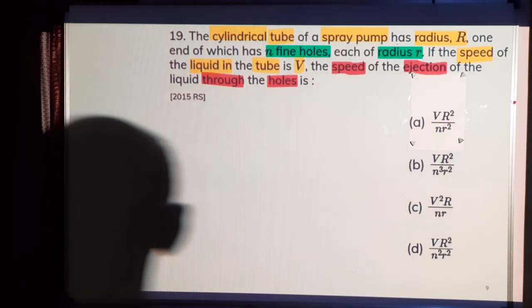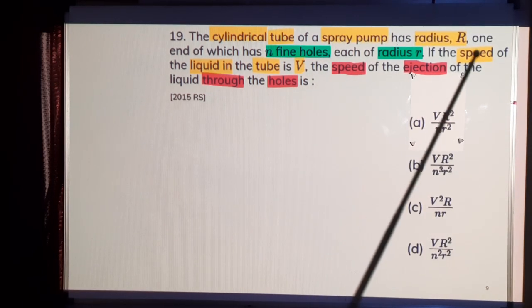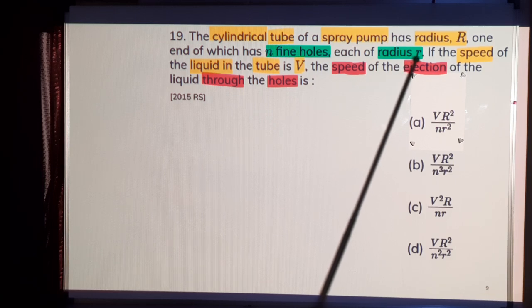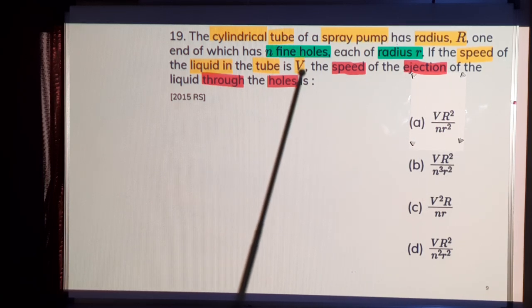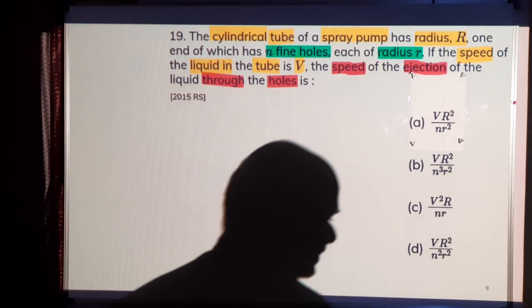Next question: a cylindrical tube of a spray pump, radius R, one end of which has got n fine holes, each of radius small r. If the speed of liquid in the tube is V, the speed of ejection of the liquid through the holes is... You can pause and try this question.